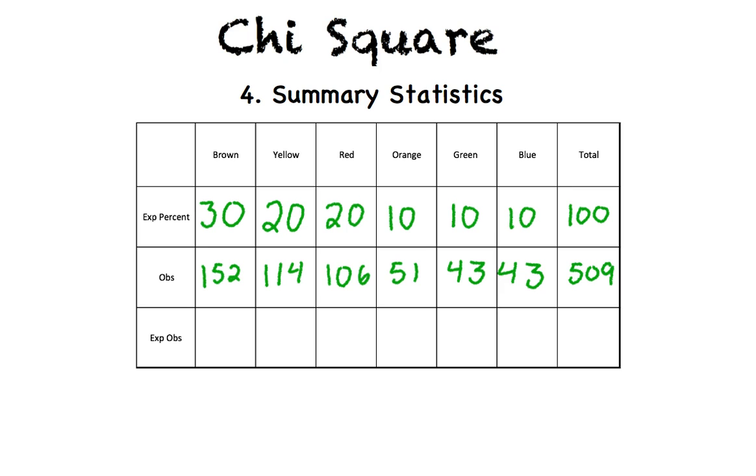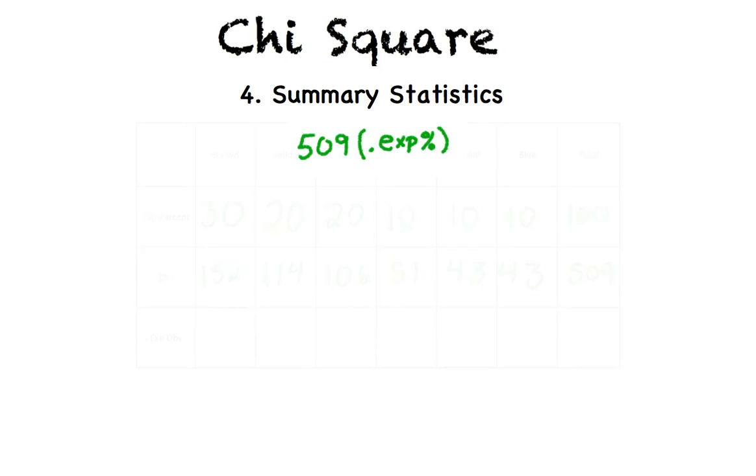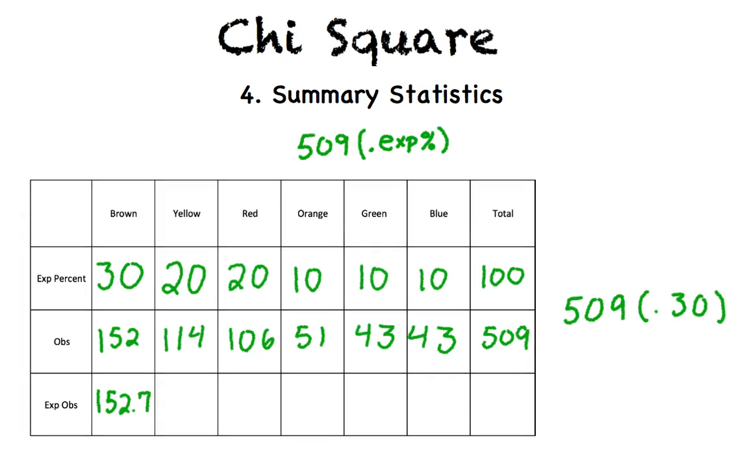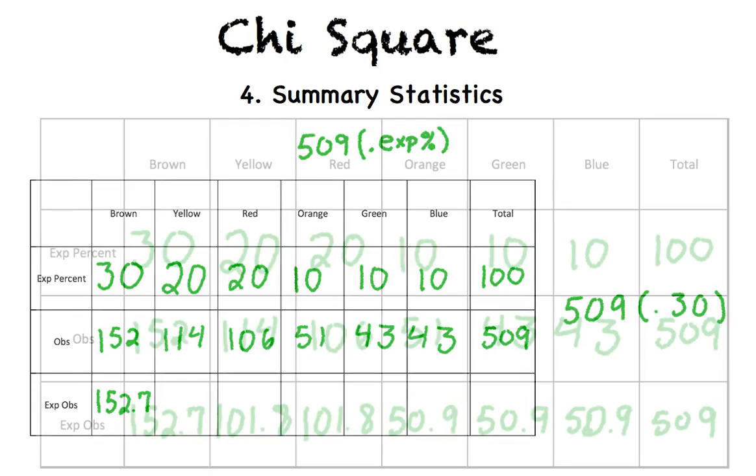So, how do you think we'll calculate it? We do the expected percentage multiplied by the total number that we counted for each color. Is this right? Yes, it is. Please finish filling out the table. Brown is 152.7, and I did 509 times 0.3. Was that right? Yes, it is. I would not round, but you might get decimals, and that's okay.